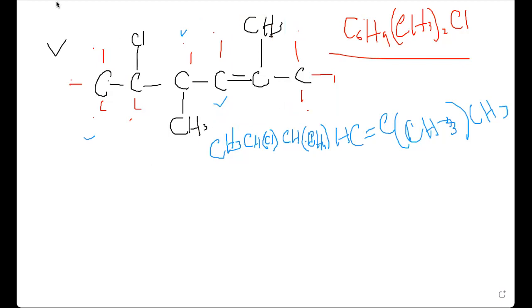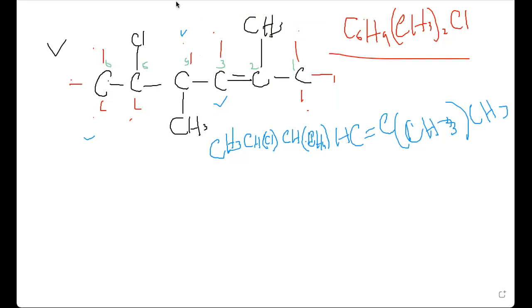Okay, so the name will be, how many carbons are there? 1, 2, 3, 4, 5, 6. 6 carbons means this is hexane, but this is not hexane, this is hexene. There is a double bond. Okay, so let's give numbers to the carbons first, then we can check: first carbon, second carbon, third carbon, fourth carbon, fifth carbon, and sixth carbon.